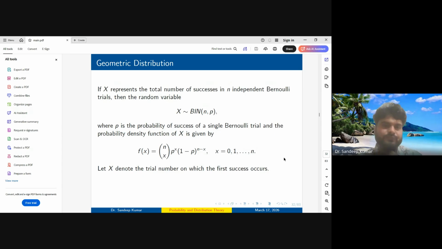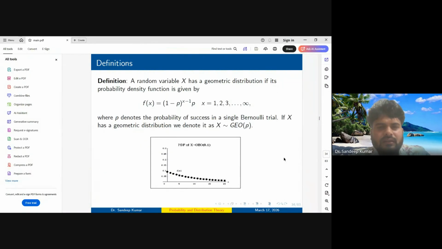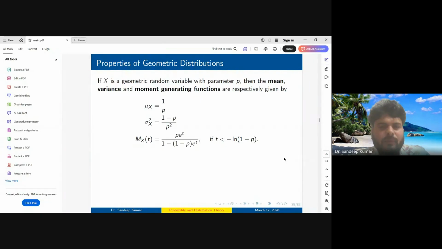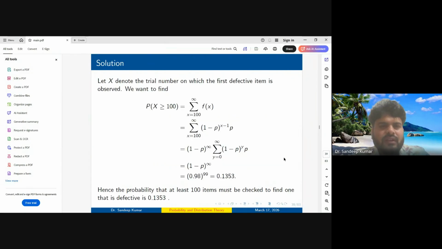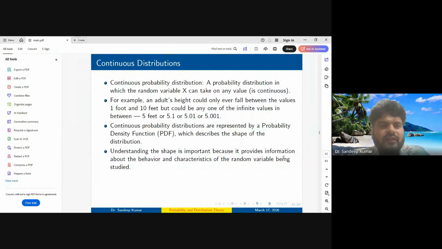of distribution. And the geometric distribution is also under the discrete type of distribution. Basically, x represents the total number of successes in independent Bernoulli trials, and that random variable x follows it. So Mondal sir already discussed the geometric distribution, and some properties, the memoryless property of this distribution. And now I will move to continuous distributions.